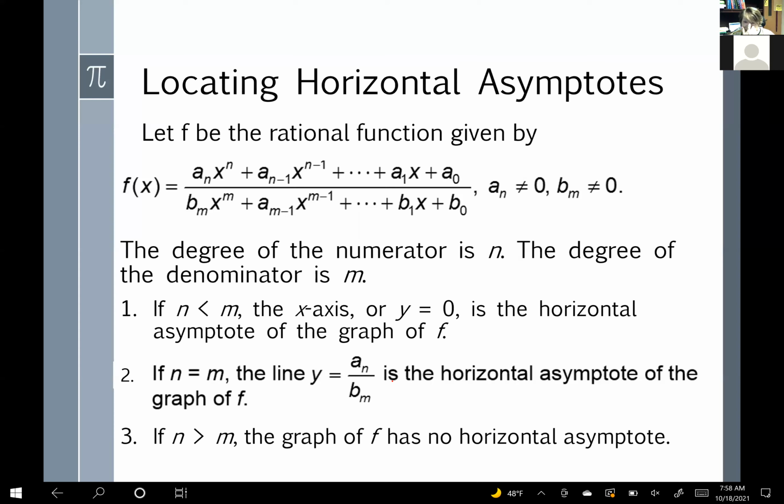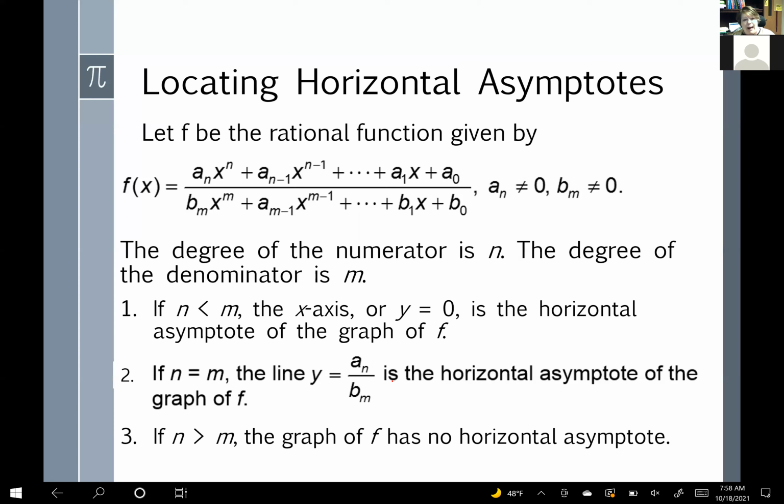So let f be a rational function given by the numerator and the denominator are polynomial functions. The degree of my numerator polynomial function is n. So whatever the largest exponent is in my numerator, that's the degree of my numerator. The degree of my denominator, we're going to call that m. So numerator is n, denominator is m. So whatever the degree, largest exponent in my denominator polynomial, that is the degree of my denominator.